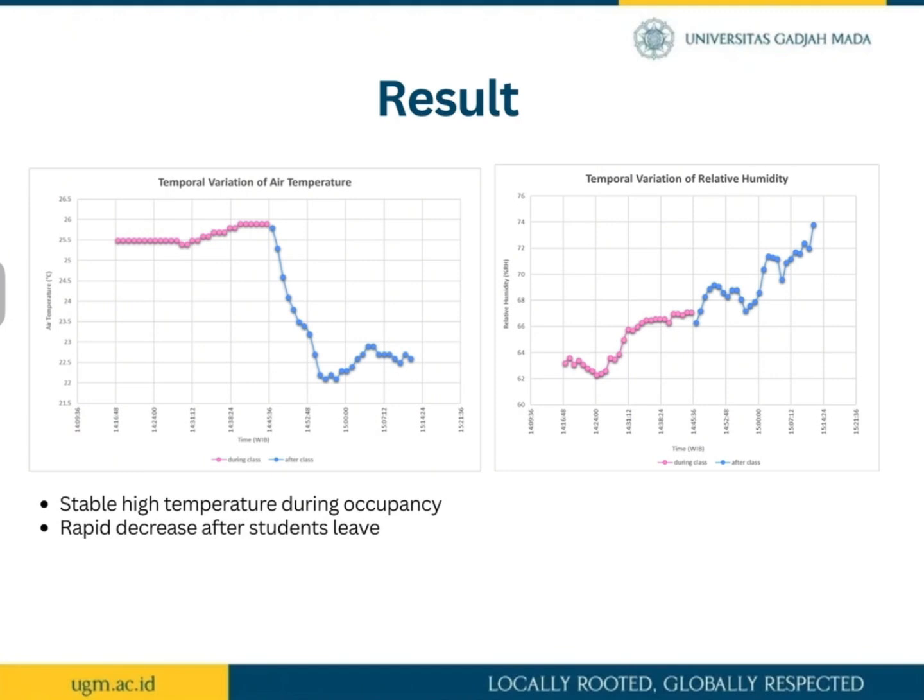In contrast to air temperature, relative humidity increased after the class ended. This phenomenon can be explained using psychrometric principles, where a decrease in air temperature leads to a reduction in saturation vapor pressure, resulting in an increase in the percentage of air saturation.